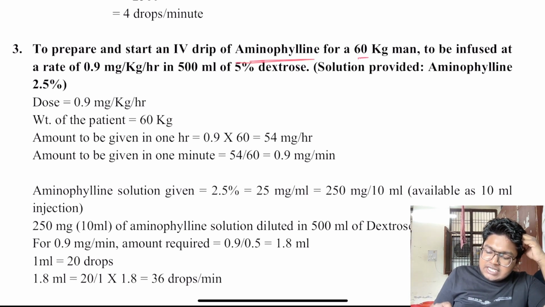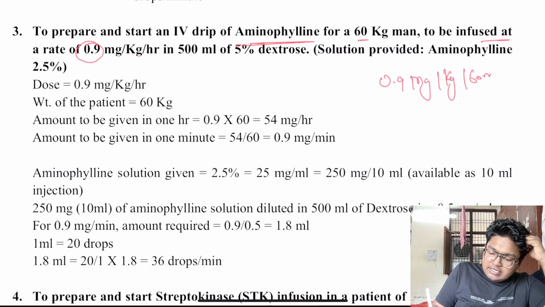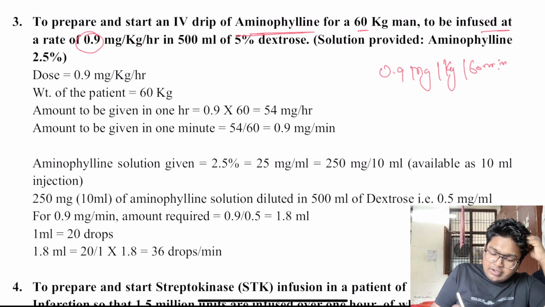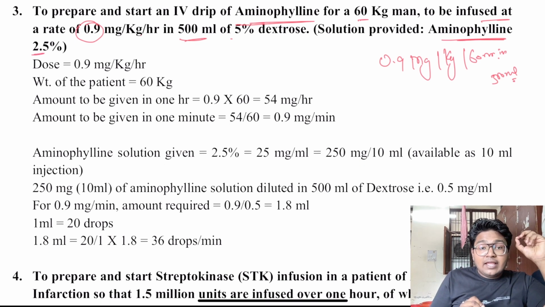aminophylline, for a 60 kg man infused at a rate of 0.9 milligram per kg per hour. Let's mention 0.9 mg per kg per 60 minutes, I can write. In 500 ml solution, total volume 500 ml. Aminophylline is given as 2.5% solution. Here something is to be mentioned.